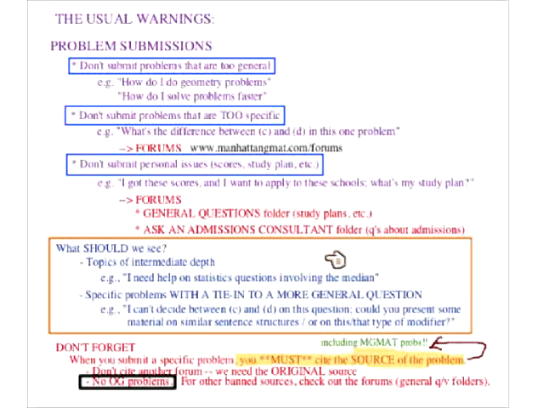As far as what we should see: topics of intermediate depth. When we say intermediate depth, we mean not so general as to be all of the test or a huge swath of it, but not so specific that it's a single problem. One thing we did earlier was the median in statistics. That should give you the right idea of how broad these things should be.